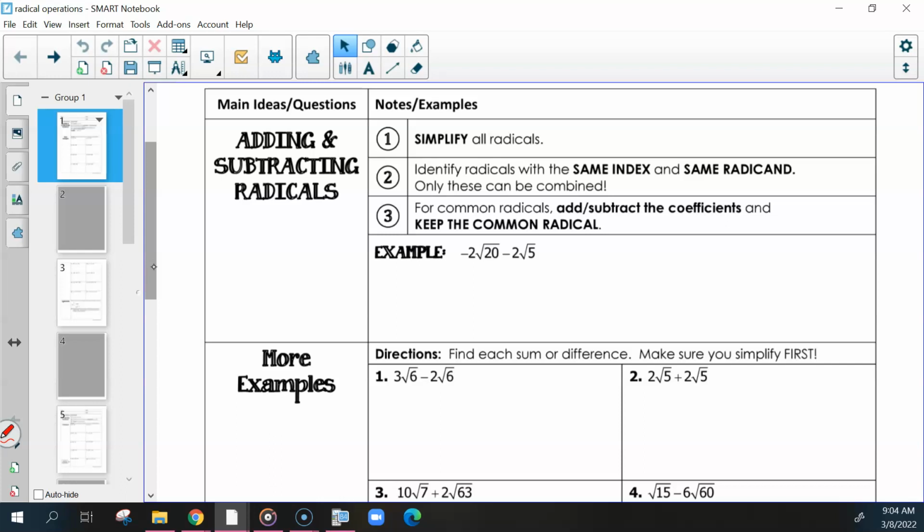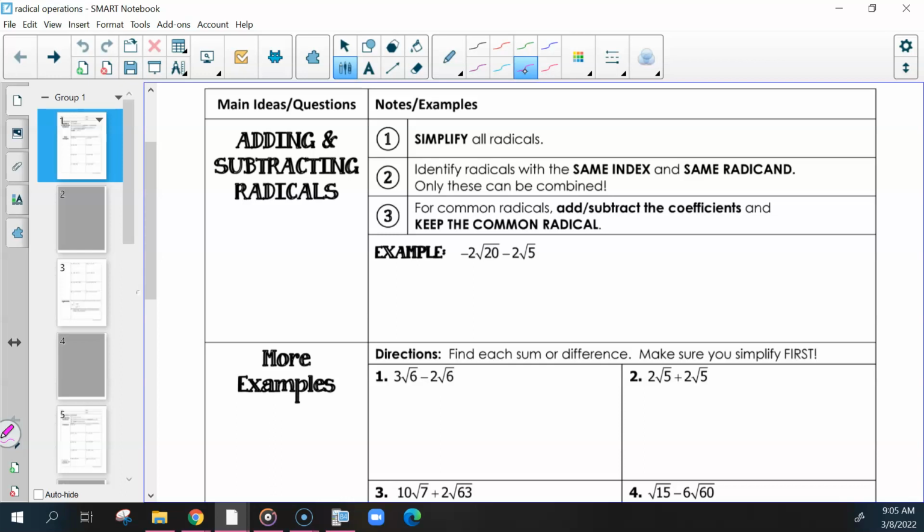Okay. So now we're going to be talking about radical operations: adding, subtracting, multiplying radicals. So when we add or subtract radicals, we need to keep these rules in mind. 1, we have to simplify all the radicals. So all the stuff we were doing last class and the class before that is still in play. We also have to make sure that they are the same index. So we cannot add a cube root and a square root together. They have to be both square roots or both cube roots.